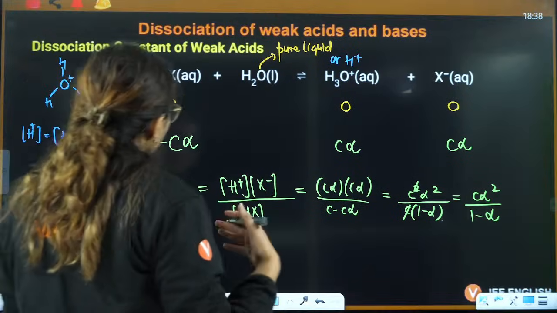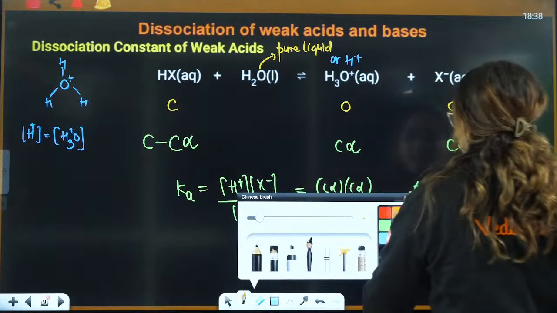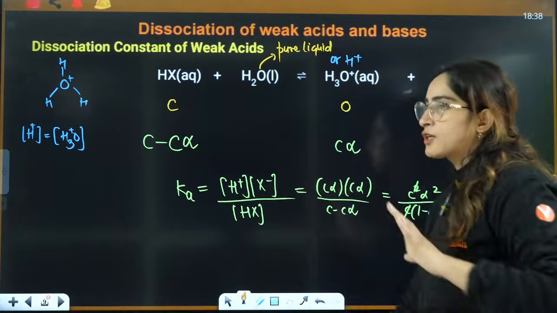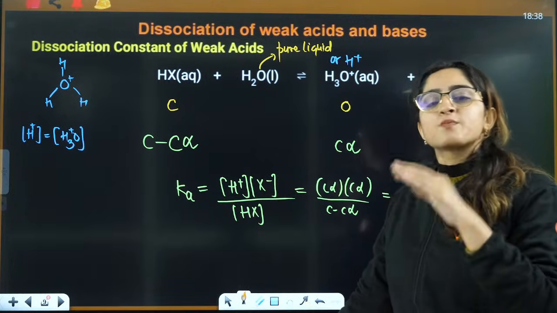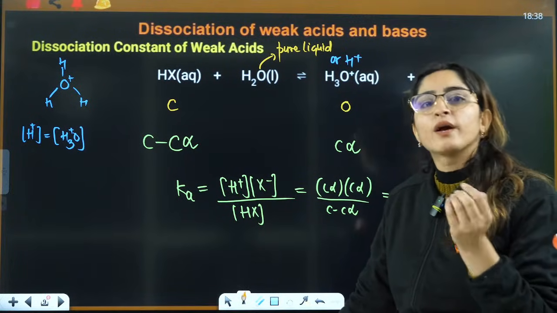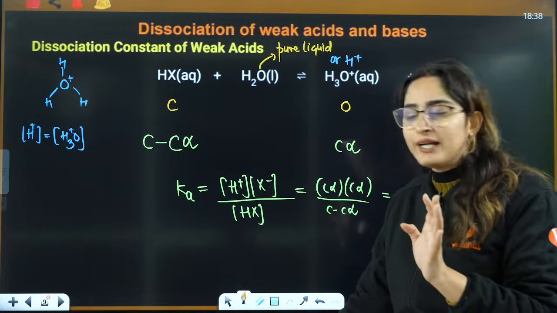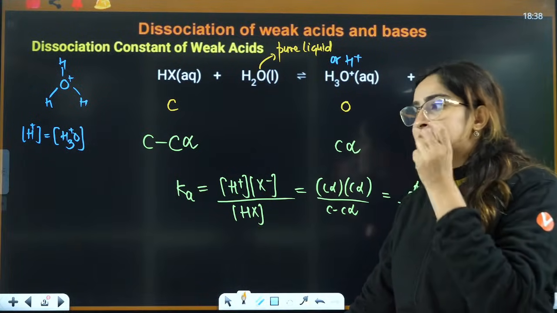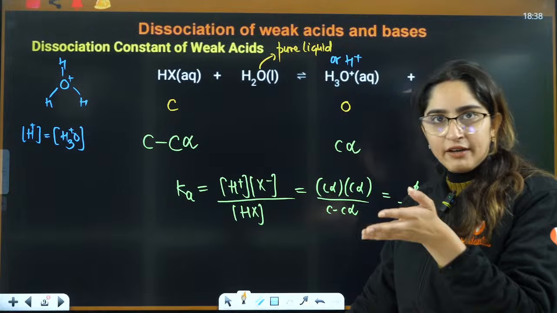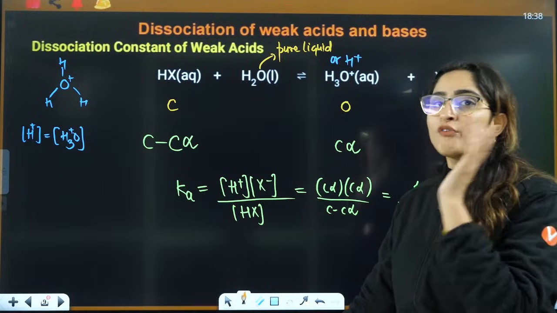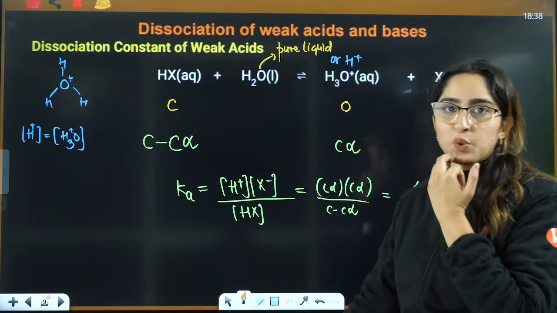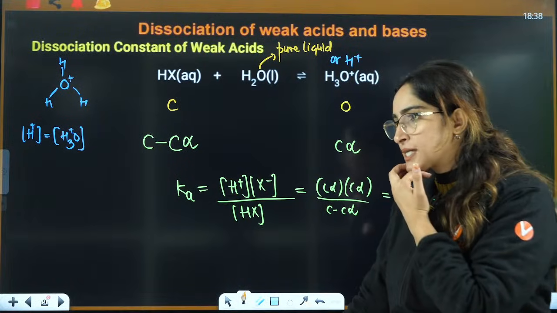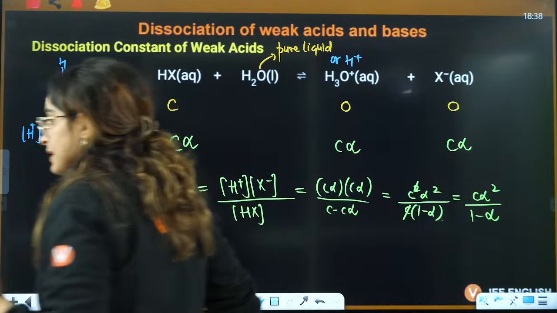In most books you will see C taken as the initial concentration, so by convention we take C. You could take X, Y, Z, whatever, but C means concentration, and most of the formulas are written with it, so that's why I have taken C.